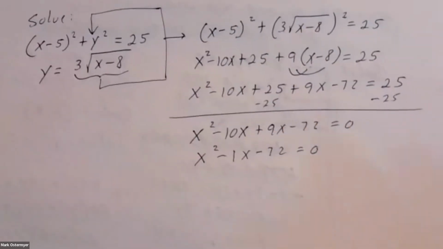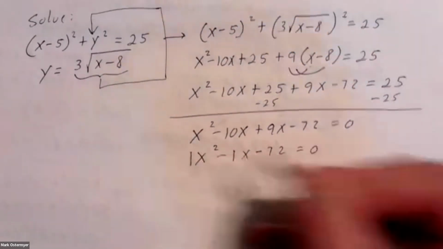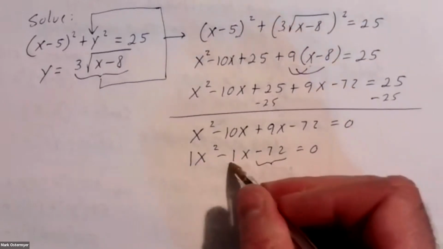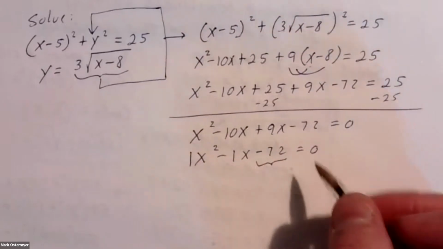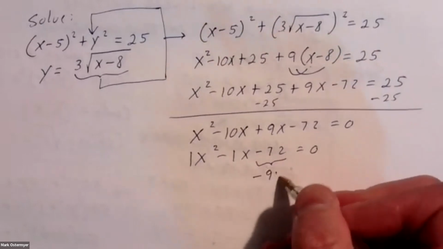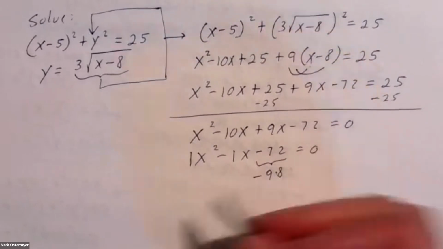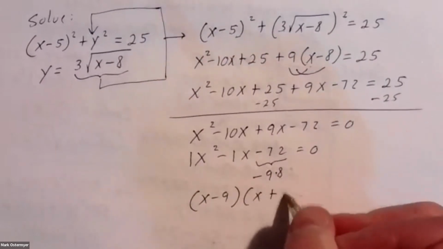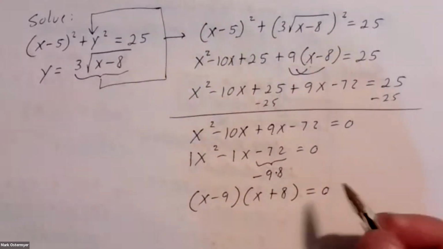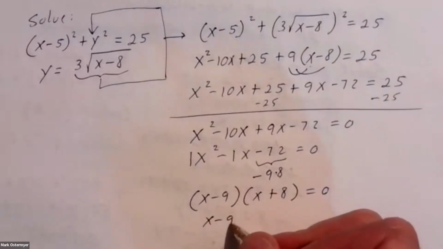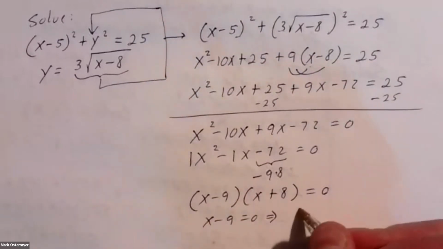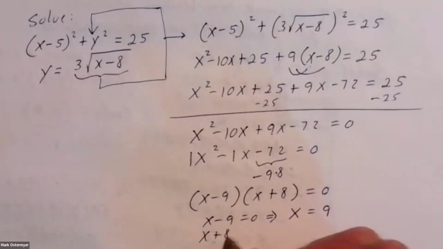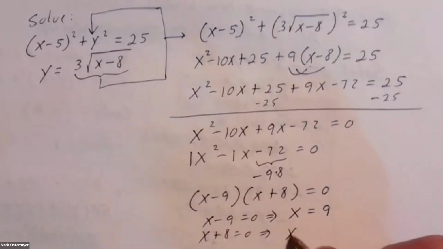Now, solving this quadratic equation, can we maybe solve it by using the factoring method? Are there two factors of negative 72 that add up to negative 1, the middle coefficient? There are negative 9 and positive 8. So this factors as x minus 9 times x plus 8. Set both factors equal to 0, solve for x. So one value for x is 9. Setting x plus 8 equal to 0, solving for x, we get x is also equal to negative 8.